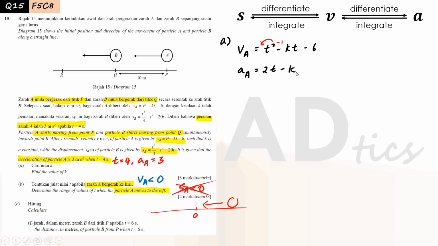So this would be the result. So now I can substitute the information here into this equation. So t will be 4, a will be 3, and we rearrange a bit, so k is 5.